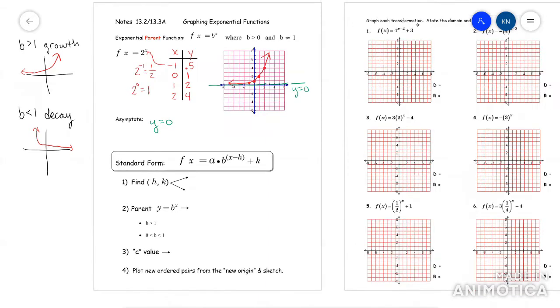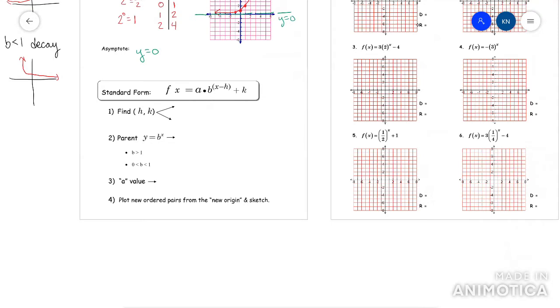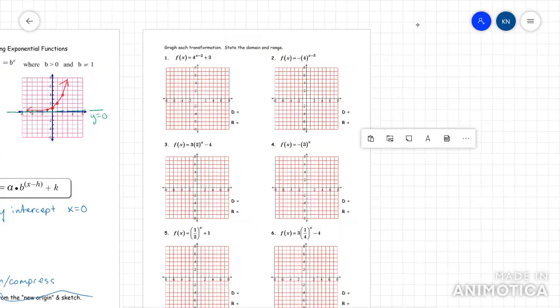Also, I'm not the biggest fan of finding your h and k. I find it kind of misleading, so I probably won't be doing that either. Something I think is way more important is finding your y-intercept, and you do that by setting x equal to 0 and solving. We've already covered when it's growth or decay. The a value is just to stretch or compress, and I don't really care about that either. So let me just show you how I do some of these.